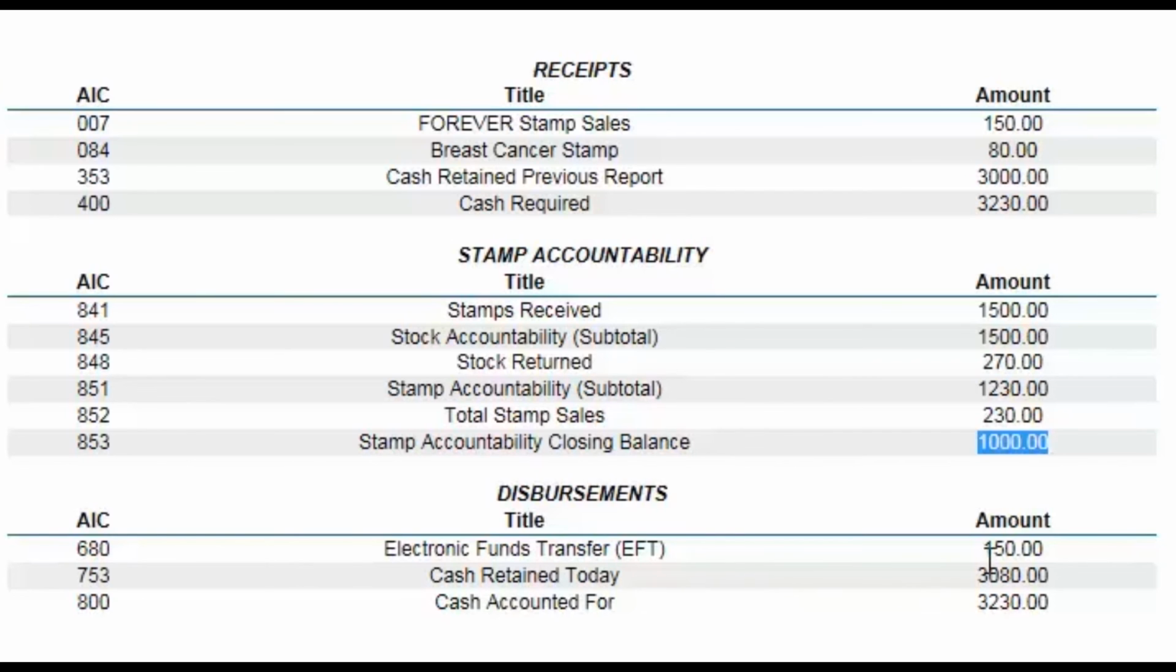On the disbursement piece, we did an electronic funds transfer through Eagle Cash of $150. We retained the cash from the previous day as well as the sales today for $3,080, for a total of $3,230. The key to success is the following. Your AICs, the cash required and the cash accounted for, must match. Unless you are submitting a refund, which is going to be a class on another occasion.